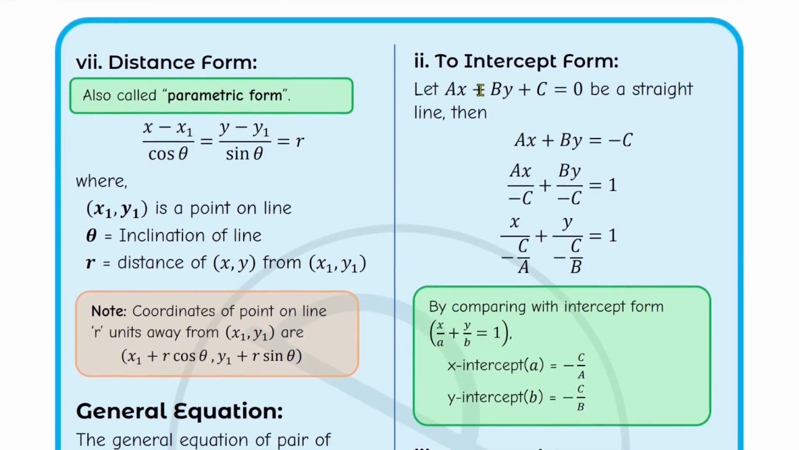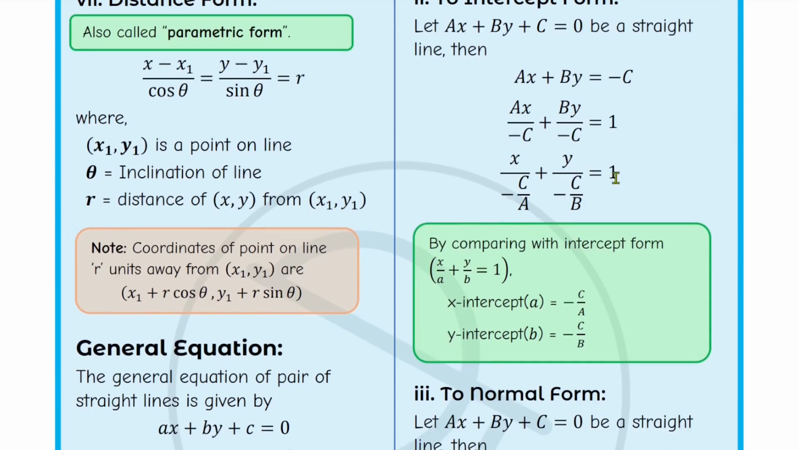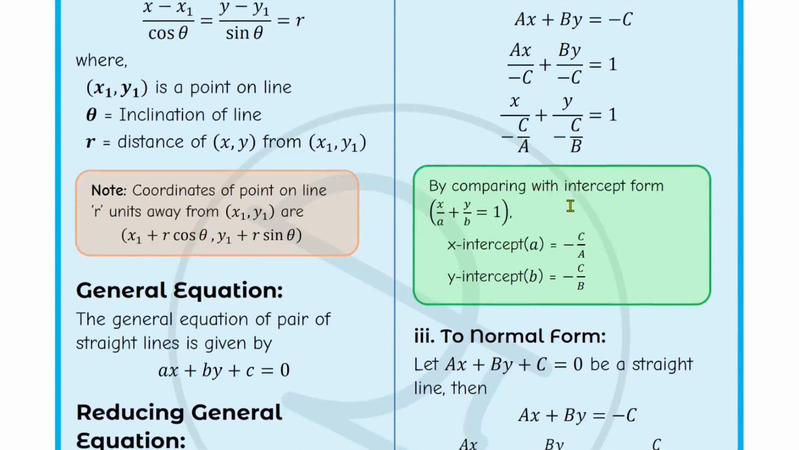And then we have converting to the intercept form. To do that, we first take the constant term to the right hand side and divide both sides by the right hand side, which gives us the following equation. By comparing this with the intercept form, x by a plus y by b is equal to 1, we get the x-intercept as minus c by a and the y-intercept as minus c by b.